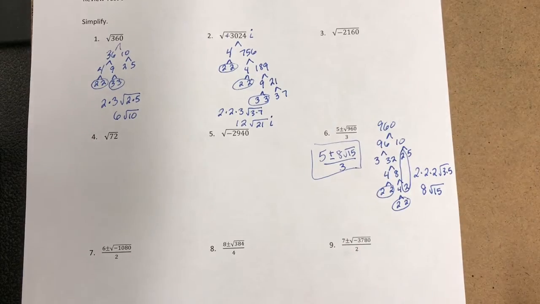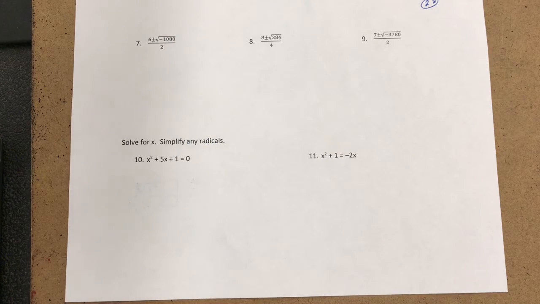All right, so for 10 and 11, it says we just have to solve for x by simplifying any radicals.